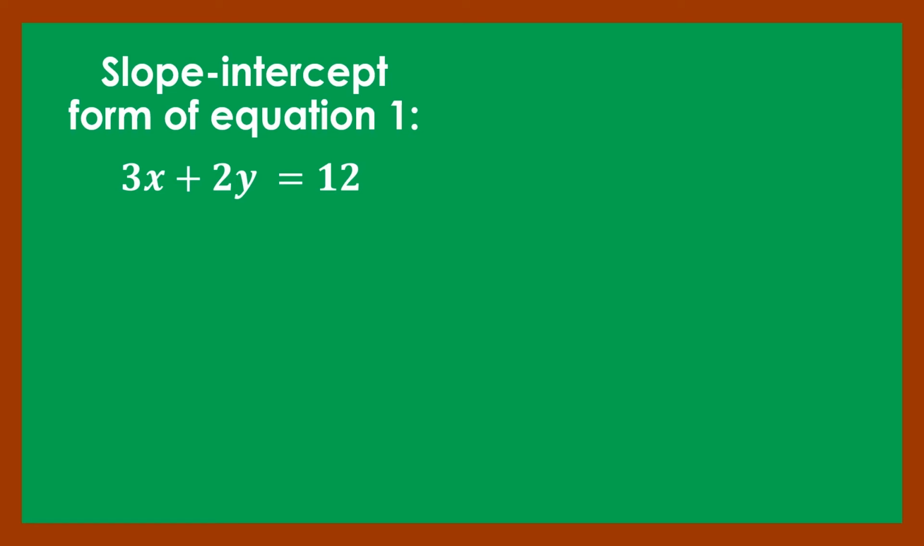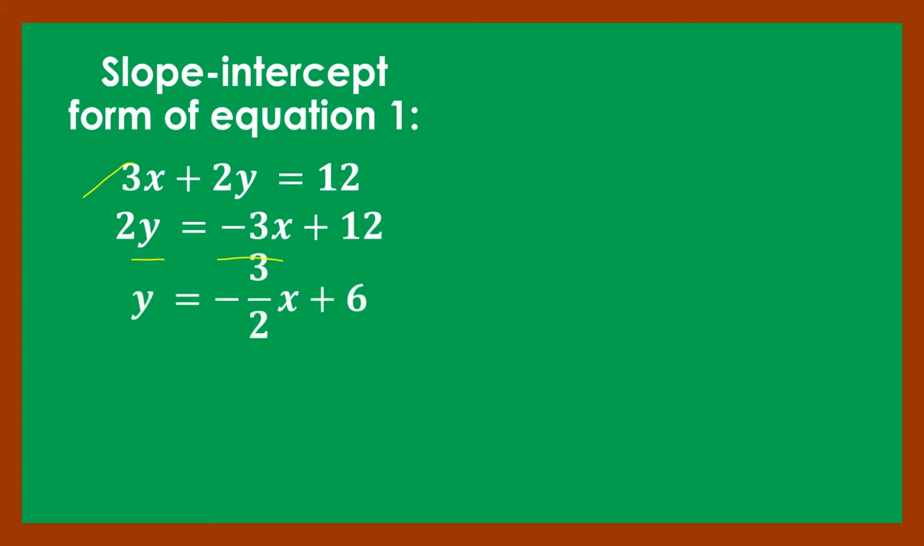So, let's transform into slope-intercept form equation 1. So, in equation 1 natin, we have 3x plus 2y is equal to 12. So, ililipat lang natin si negative 3x sa kabilang side. Then, we will have 2y is equal to negative 3x plus 12. So, since gusto natin na y lang yung matira dito sa left side ng equation natin, we're going to divide the whole equation by 2.